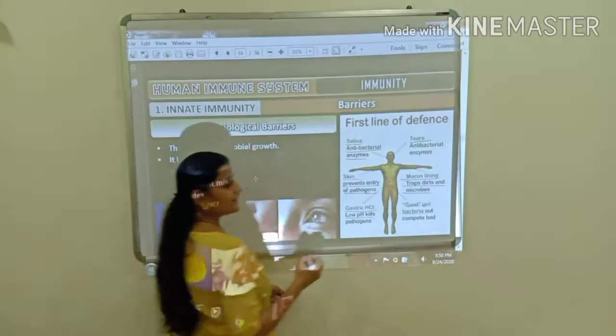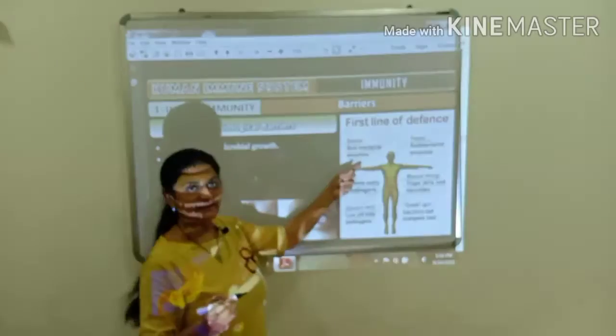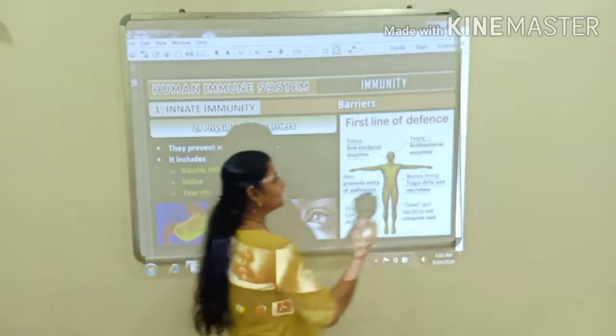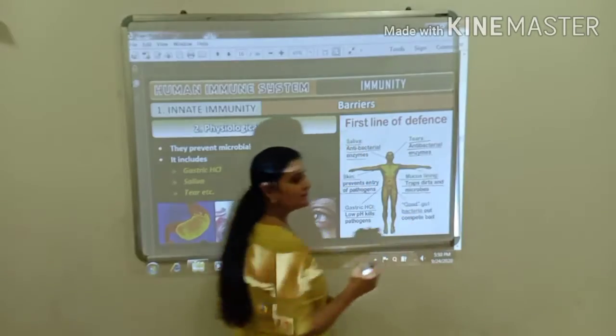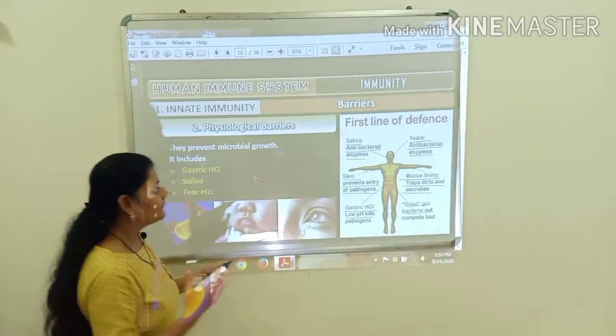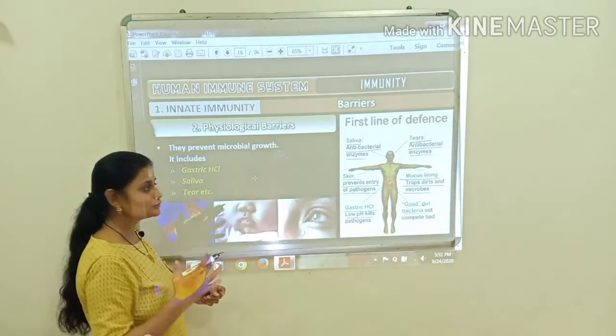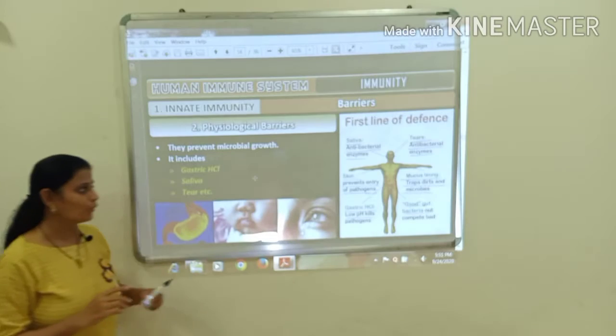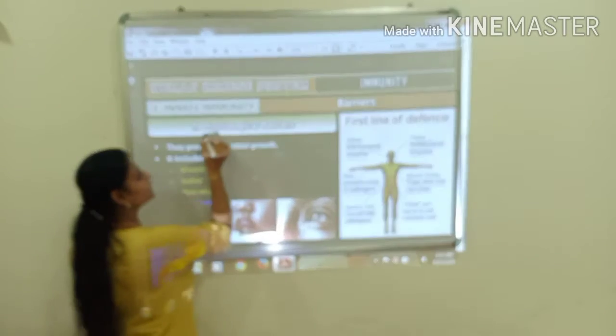Saliva has the lysozyme enzyme, that is an antibacterial enzyme that will kill the bacteria. And even the tears have the lysozyme, that is an antibacterial enzyme, which kills the bacteria and doesn't allow the disease to be caused in our body, right? So that was all about the physiological barrier.